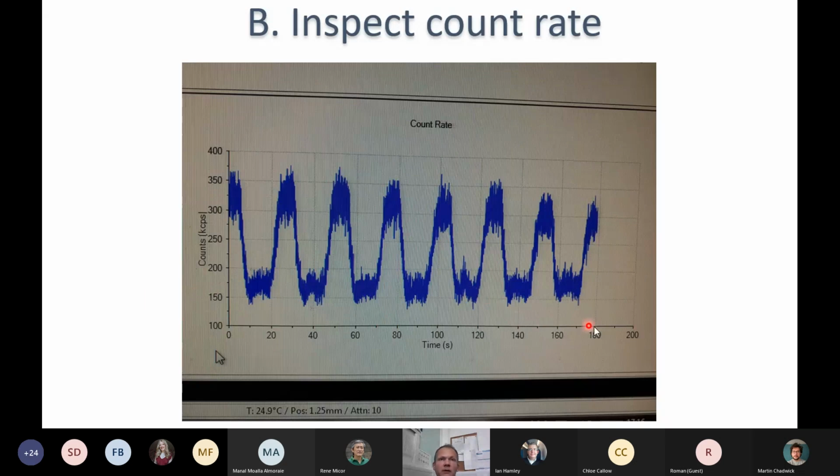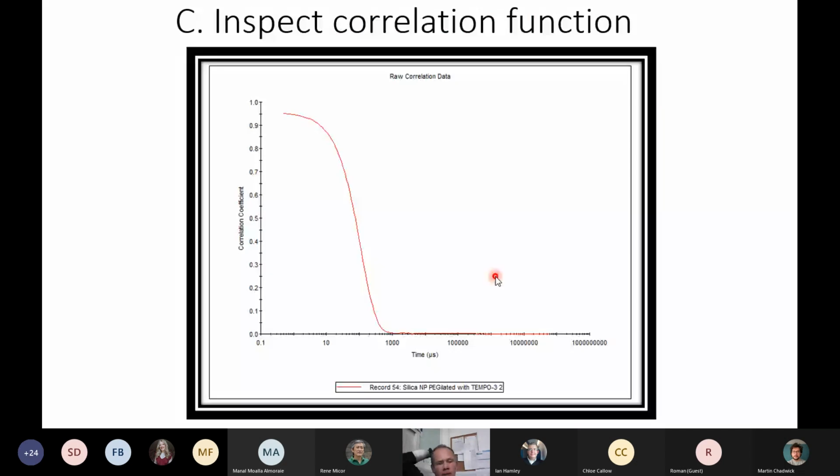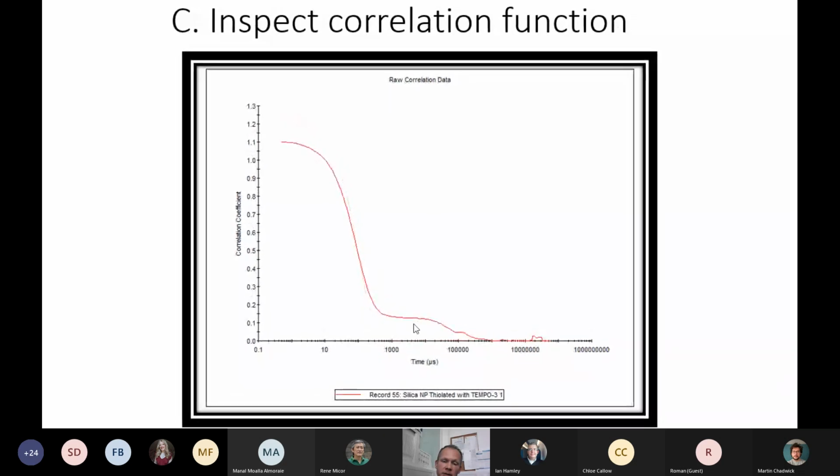If you have something like that, you should stop your experiment and maybe start thinking what's wrong with my solvent, with my solution. Okay, then if you are happy with your count rate, just inspect your correlation function. In general, for monodisperse solution, you must have something like this. It will go from something like 0.95 to almost 0. And it's possible that in the presence of dust, you might see a background.